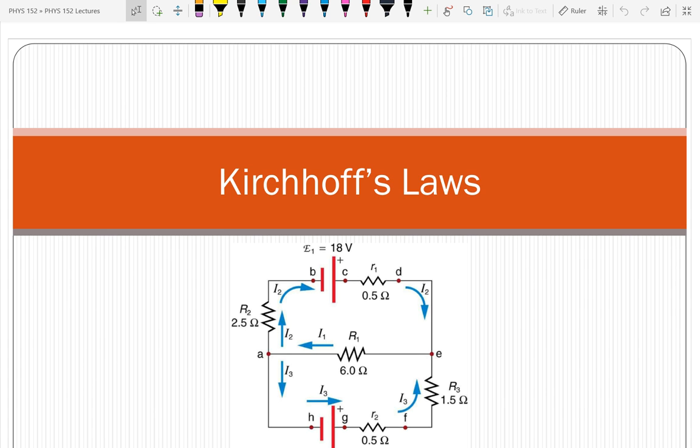We have been studying electricity. We talked about capacitors. We've talked about resistors and Ohm's law. We learned how to do combinations of resistors and capacitors. Today we're going to learn how to solve electric circuits that are more complicated.